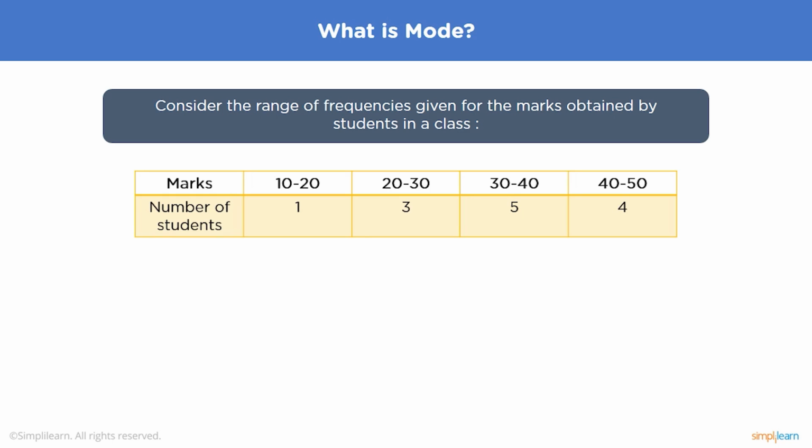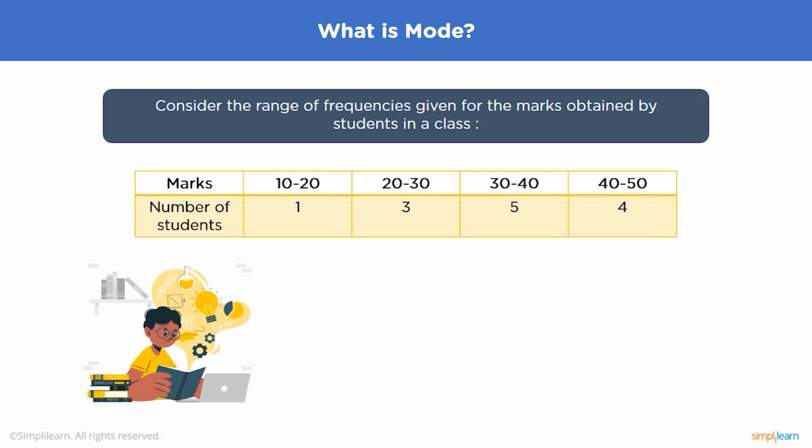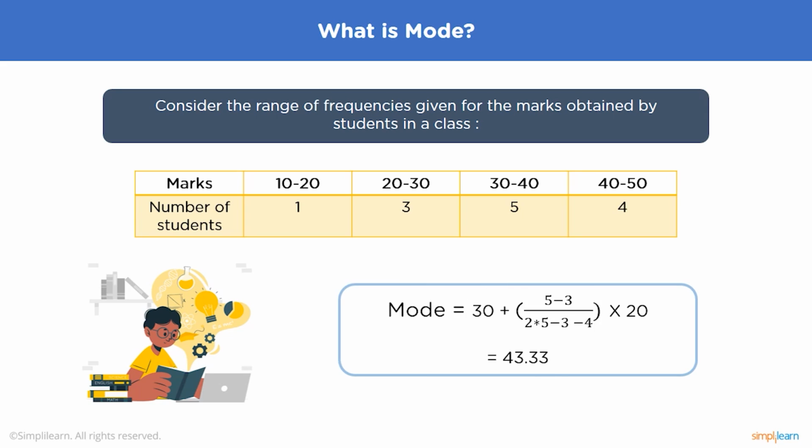To find our mode, we're going to use the formula that we saw. As we can see, the class which has the most number of terms is the class 30 to 40. 5 people have scored marks in the range of 30 to 40. So this is our modal class. The class preceding this would be 20 to 30 and the class succeeding it would be 40 to 50.